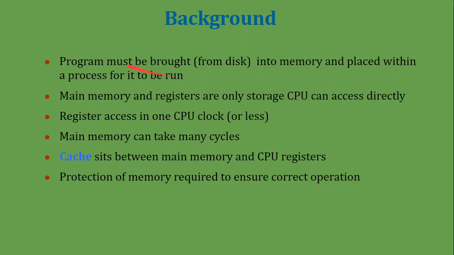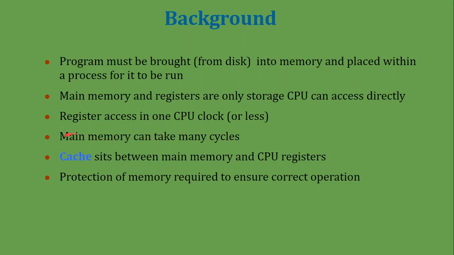Now see here, when a program has to be processed, it has to be brought from the disk to the main memory and placed within a process for it to be run. That is where the CPU can access the main memory to get the process executed. When we say the CPU is accessing, there are CPU cycles or clock pulses. A clock pulse is required to make a register access. That means to access the content of a register, the CPU has to spend one clock, or it depends upon the clock speed of the system.